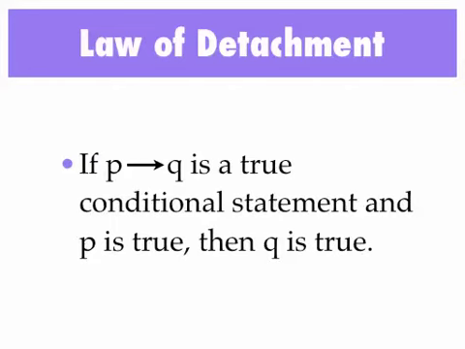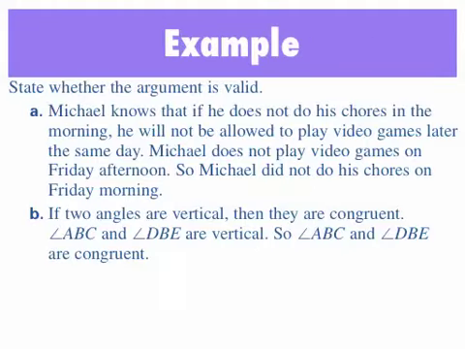The law of detachment says that if P implies Q is a true conditional statement and P is true, then Q is true. So what they're saying is if you have a conditional statement and the hypothesis is true, then the conclusion is going to be true. State whether the argument is valid.